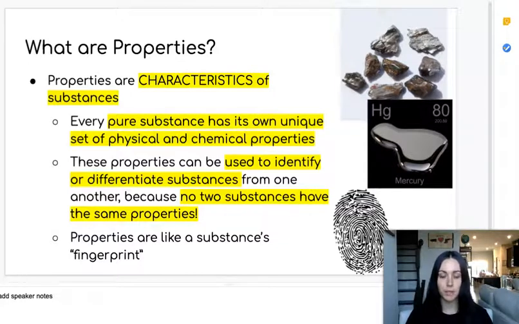It's also important to remember that every pure substance, meaning every element or compound, has its very own unique set of physical and chemical properties. Because that set of properties is totally unique to that one substance, this property set can be used to identify the substance or to differentiate, meaning tell it apart from other substances. No two substances have the same set of properties, so we can say that the properties are like a substance's fingerprint. That's why we are able to use the substance's properties to identify it and to tell it apart from other substances.